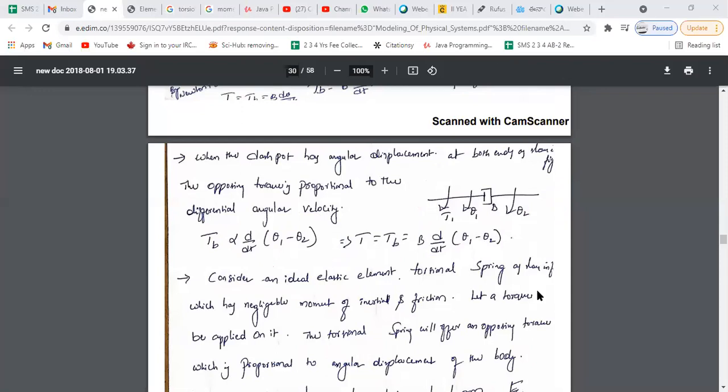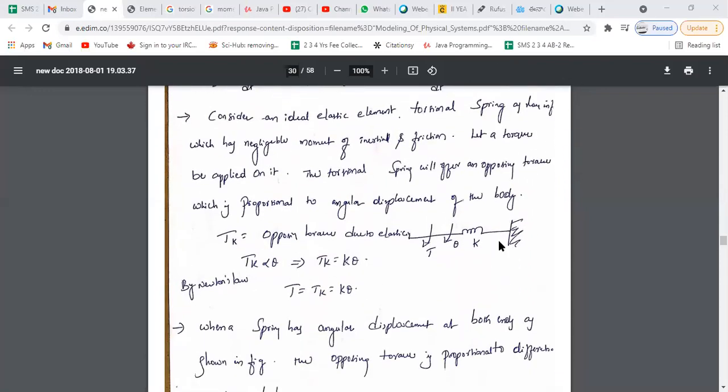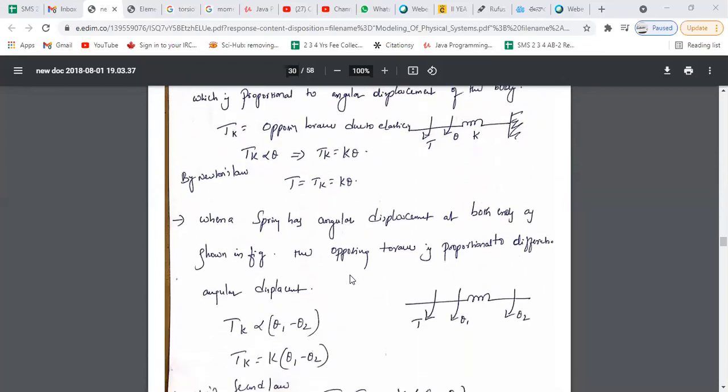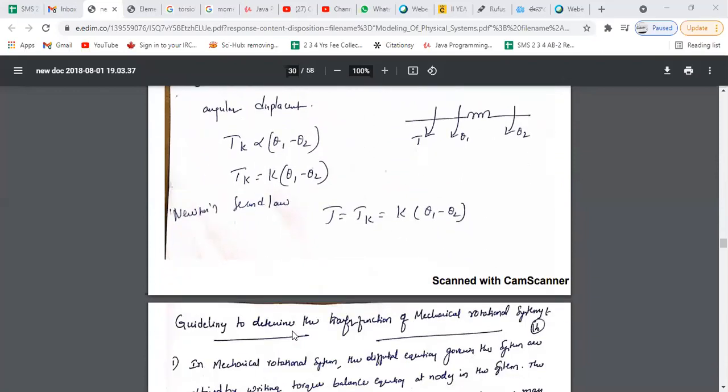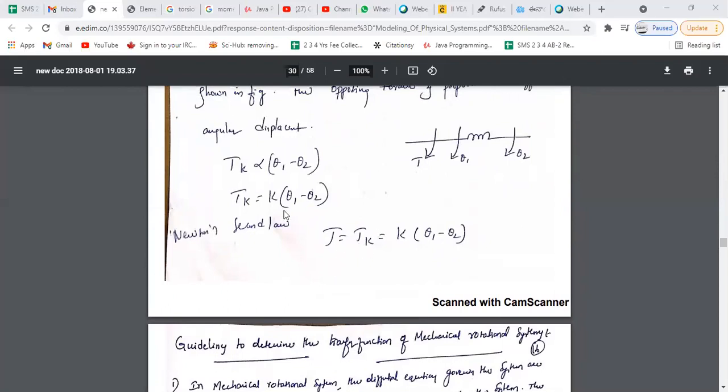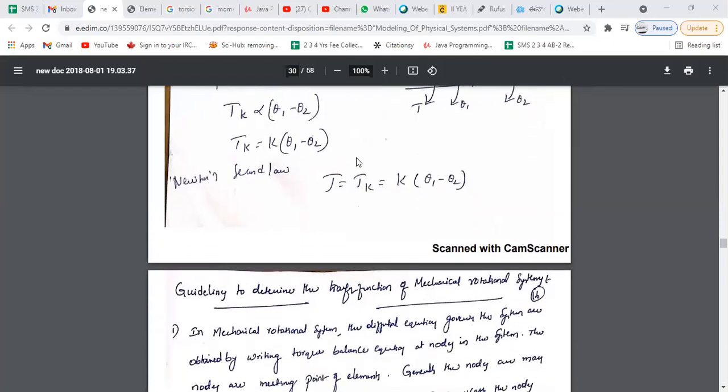Similarly, now consider an idealized torsion spring. The opposing torque due to the spring is proportional to theta because of one fixed end. So Tk equals K theta, where K is the stiffness of the spring. If the two ends are free, the resultant angular displacement is theta 1 minus theta 2. So torque Tk equals K into theta 1 minus theta 2. Is it clear, all of you? That is how we write torque balance equations, similar to force balance equations.